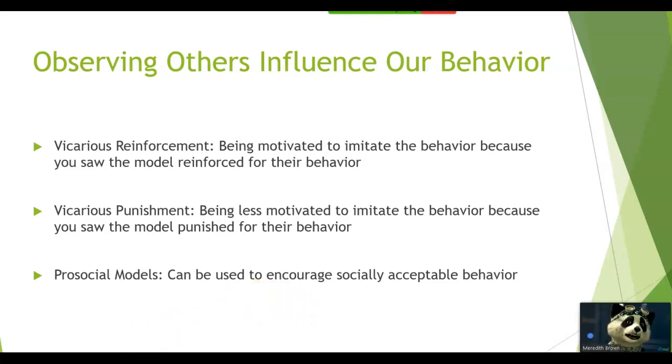So vicarious reinforcement, there's also things called vicarious trauma. But vicarious reinforcement specifically is being motivated to imitate a behavior because you saw a model being reinforced by it. Vicarious punishment is being less motivated to imitate a model because you saw the model being punished for their behavior. So pro-social models can be used to encourage socially acceptable behaviors.